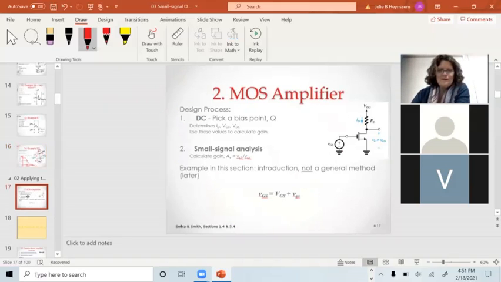Now we're going to look at the first generic MOSFET amplifier. This is called a common source amplifier. Let's talk about the general procedure first. We did this in 280. The first thing you do when you're designing it is you pick a DC bias point, and this is often called the Q point.